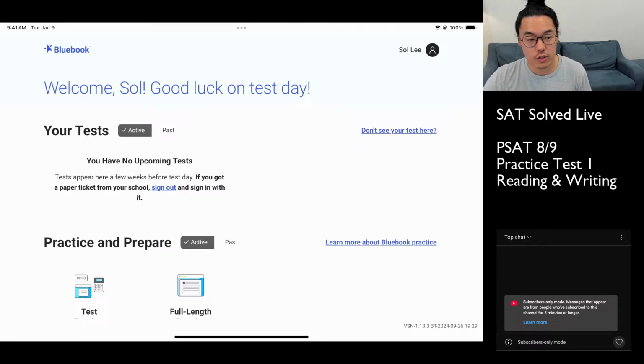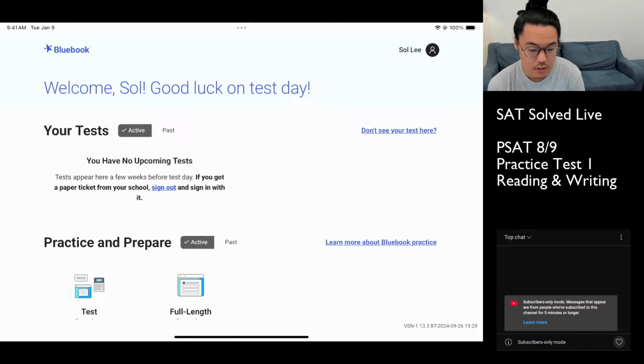Today I'll be going over the digital PSAT 8/9, as in 8th or ninth grade PSAT, official practice test 1 on the Bluebook app. I've never seen this test before. It'll be my first time ever solving this, so you'll get to see how I work through these questions when it's my first time seeing them. If you're lucky, you'll even get to see me make a mistake and see how I recover from that mistake.